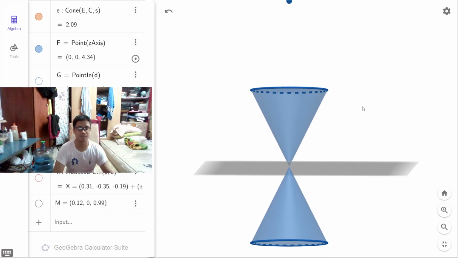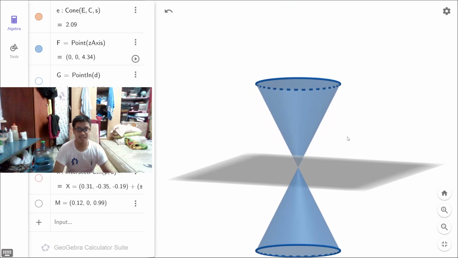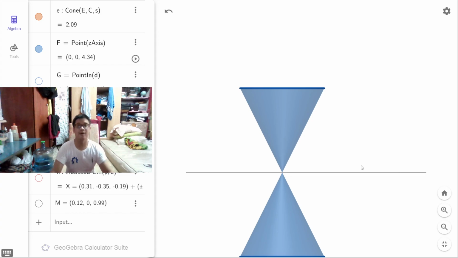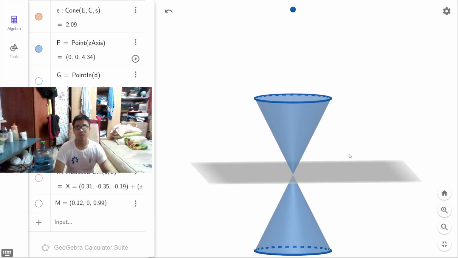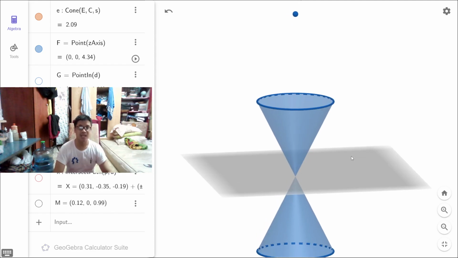Okay. So what if it is like this? Now, if the plane is halfway through the cone, what will happen? If it's like that, you will not form any shape. Rather, you will form a point. Point as in the dot itself. So this is a degenerate case. You will form a point, right?